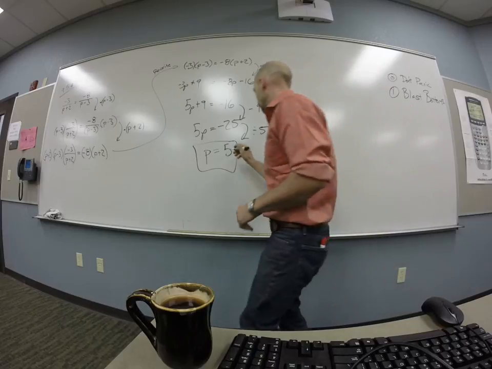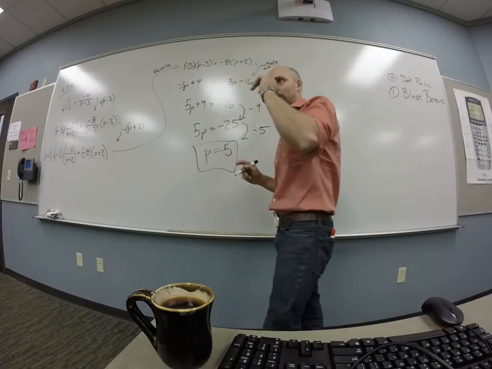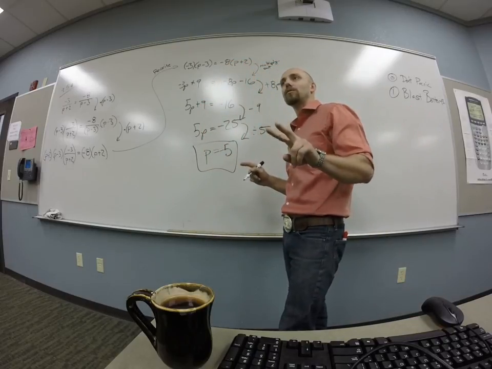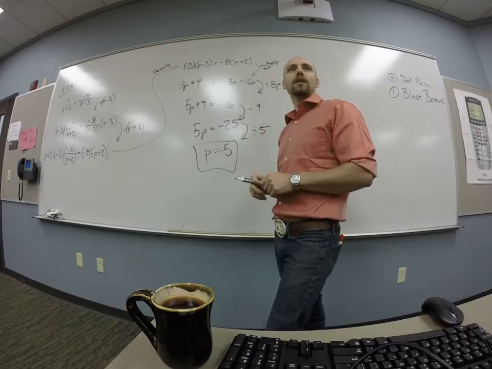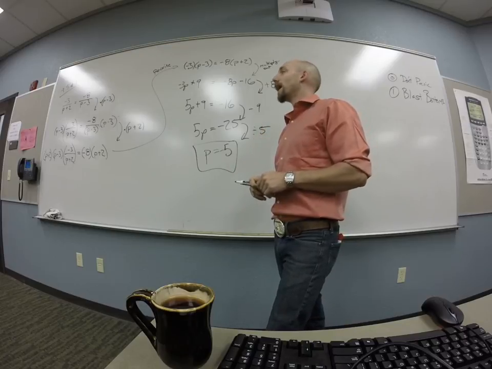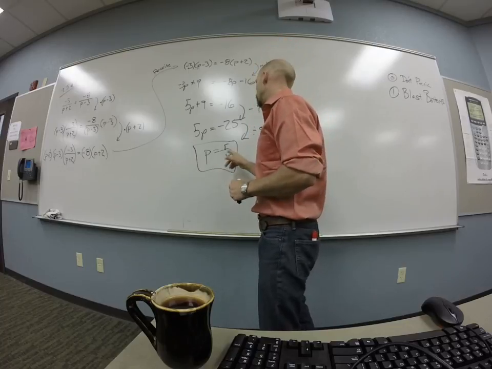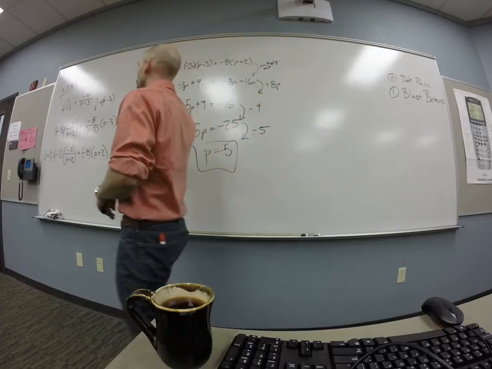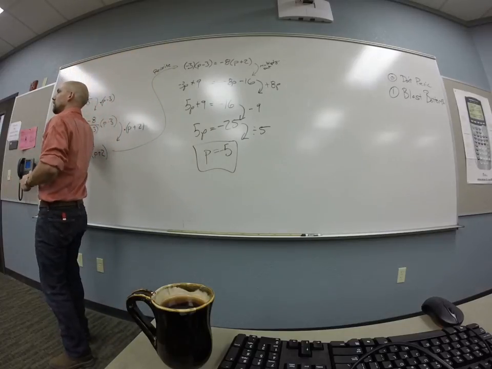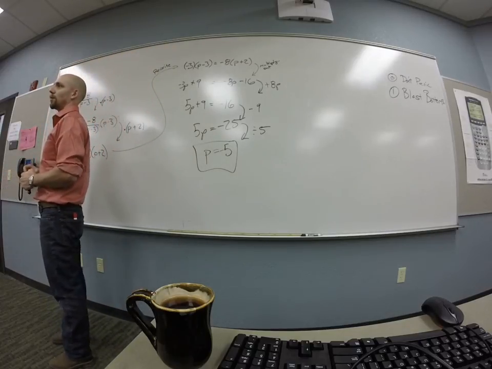One, don't be an idiot with your signs. Two, what do I need to check? I need to make sure this is actually correct. So I should take this number, go back over here and ask, was this an excluded value from the original problem?